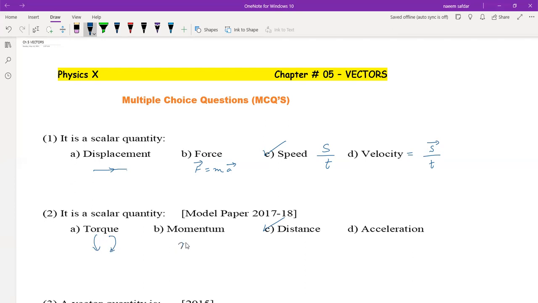Momentum is the product of mass and velocity, is known as momentum. As velocity is a vector quantity, so momentum is also a vector quantity. Acceleration is the rate of change of velocity. As velocity is a vector quantity, so acceleration is also a vector quantity. We have to choose the scalar quantity. Here, distance is the scalar quantity.